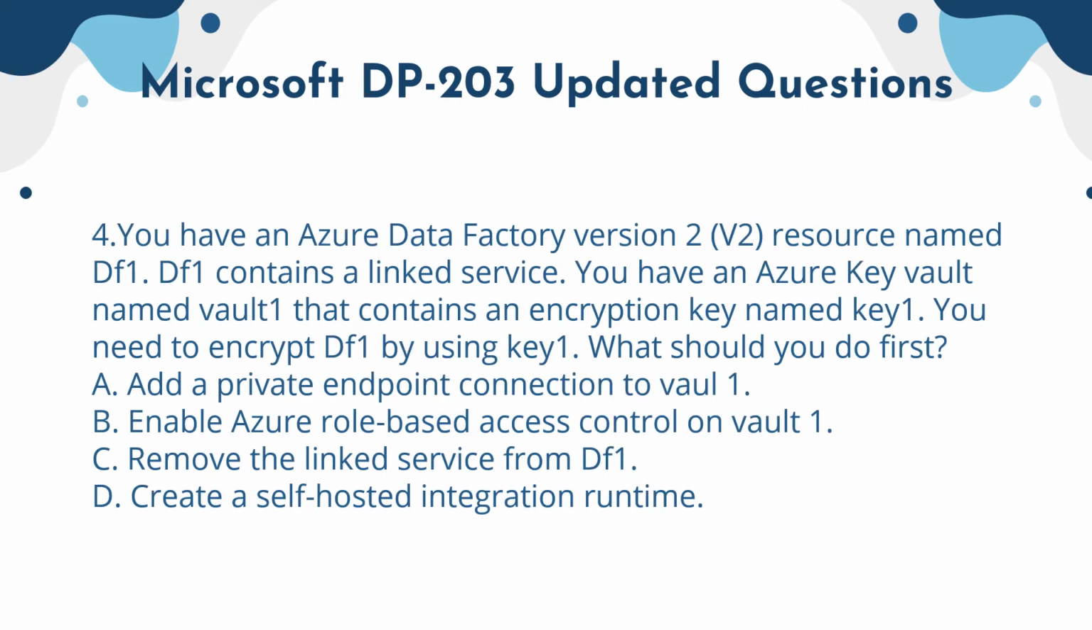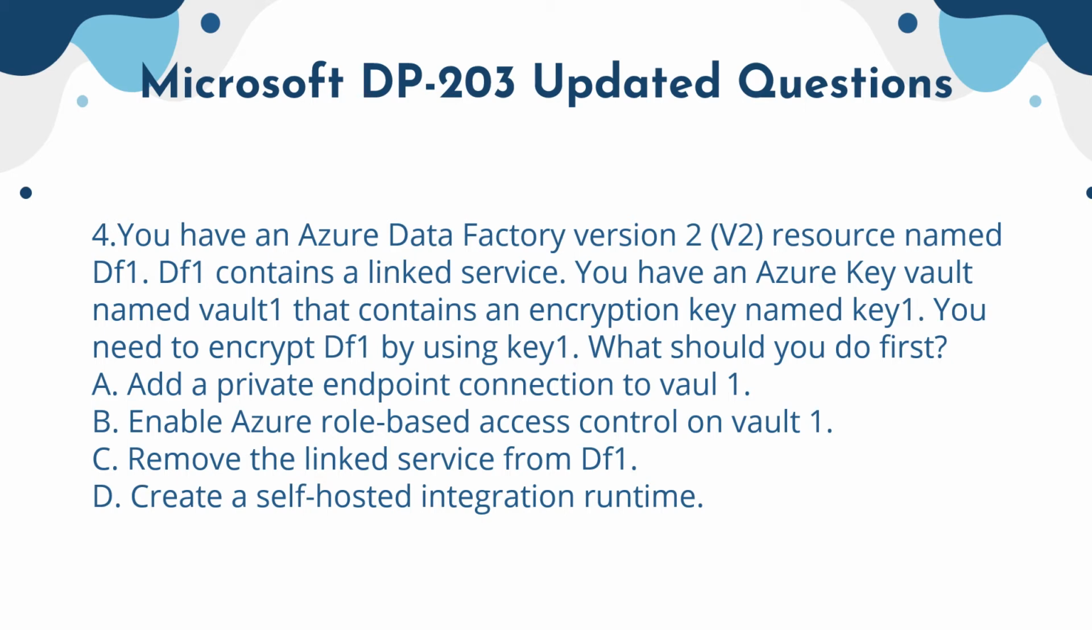4. You have an Azure Data Factory version 2, v2, resource named df1. df1 contains a linked service. You have an Azure Key Vault named Vault1 that contains an encryption key named Key1. You need to encrypt df1 by using Key1. What should you do first?